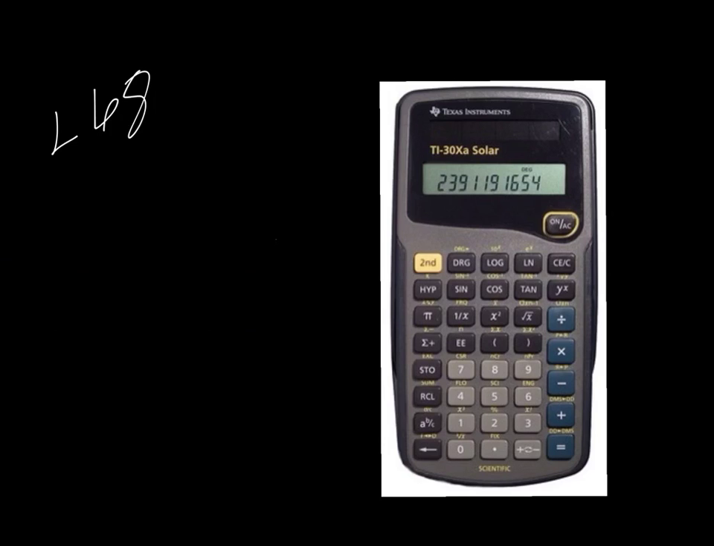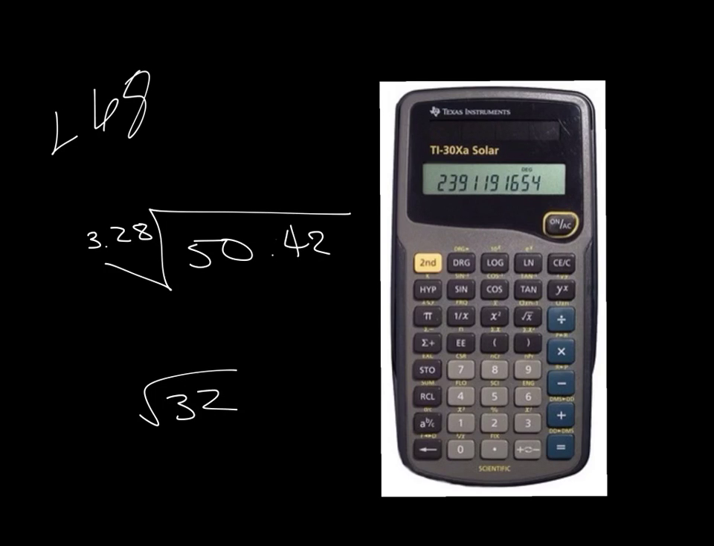Now, when you are doing things with powers and roots, such as if you had to evaluate the 3.28 root of 50.42. Normally if we have the square root of 32, you just punch in 32 and then you hit your square root key. But when you're given something like that, the square root key has a 2 as an index and this has a 3.28. So how in the world do you put a 3.28 in there for your root?